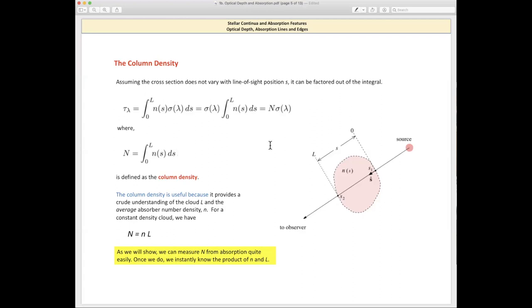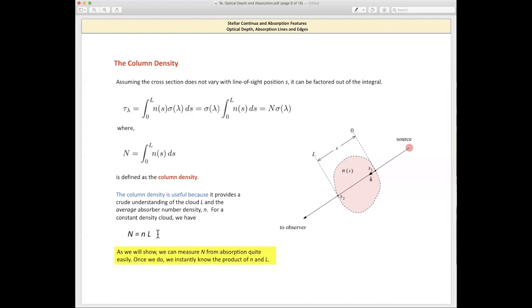Now, the reason the column density is so useful is because we don't know the size of the cloud. So we don't know the limits of our integral, and we don't know the density in the cloud. Those are two unknowns, but we just couch those two unknowns together into a single unknown that we call the column density. And later on, we're going to find out that you can extract the column density directly from an absorption line. And so that's great. Now, if you can extract the column density straight from an absorption line, then you immediately have an understanding of the product of the density of the cloud and the size of the cloud. And that's what this down here is telling you.